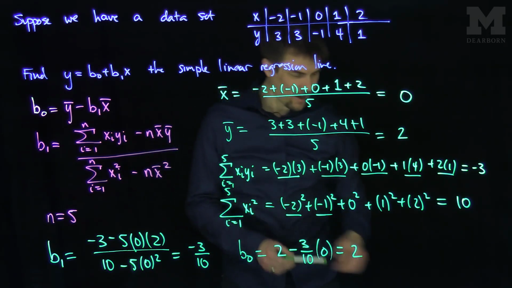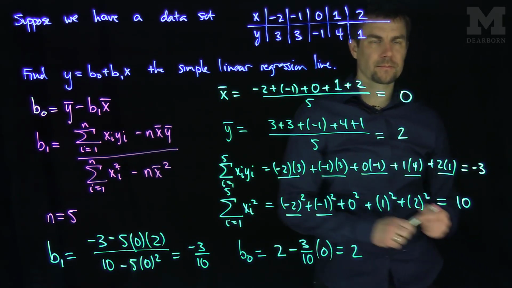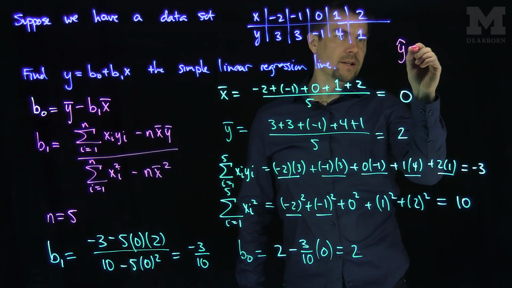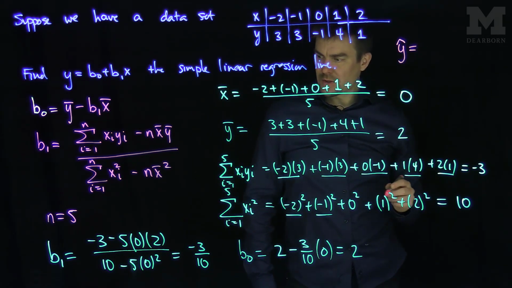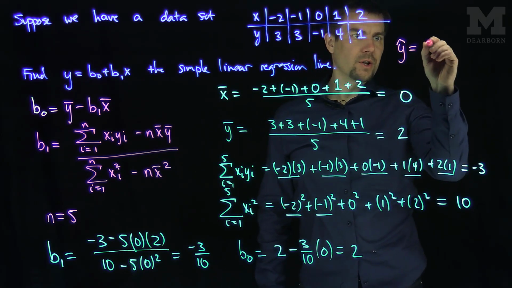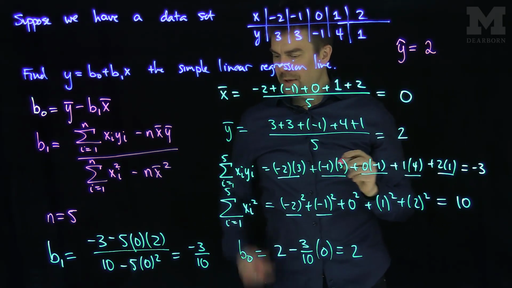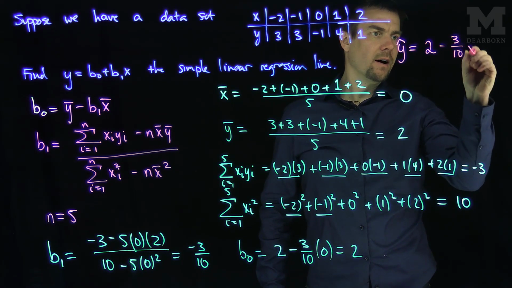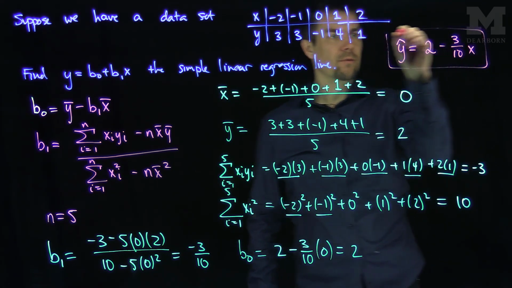Now we've just found the regression line. So the regression line will be y hat, the predicted value of y, is going to be b0, which is 2, plus b1 times x. So that's going to be 2 minus 3/10 of x, and that is our regression line.